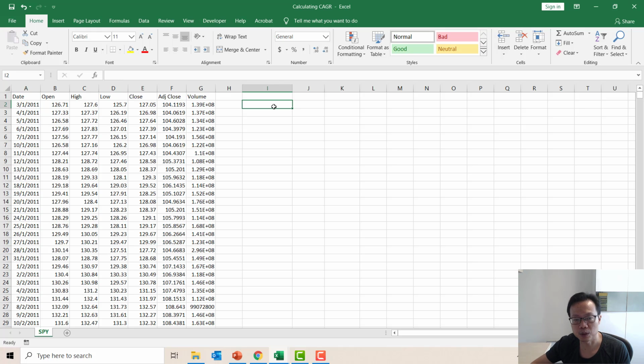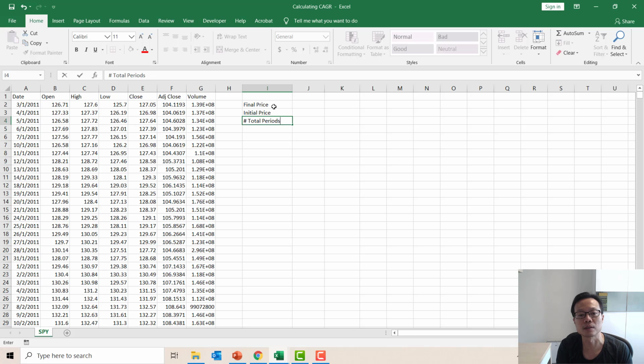So first, what I'm going to do is list down the components that we need to calculate CAGR. The first thing is going to be the final price of the stock, the initial price of the stock, the number of total periods in this set of data itself, as well as the number of periods in a year. And with all that, we can calculate the CAGR.